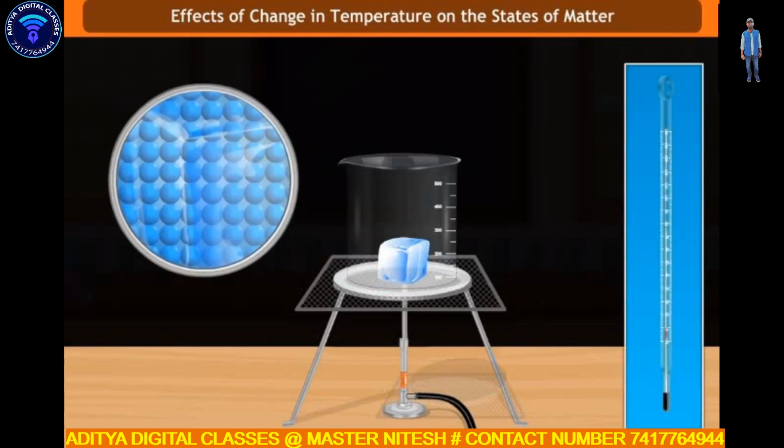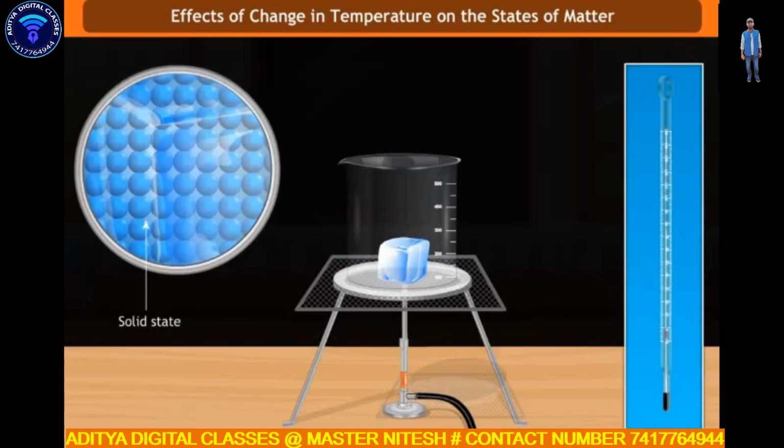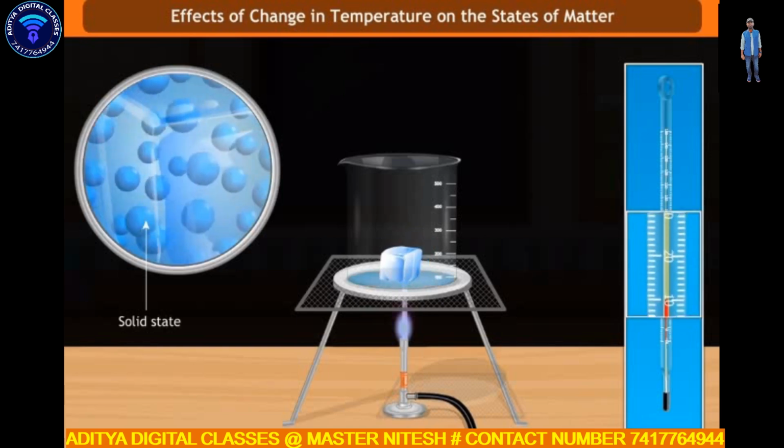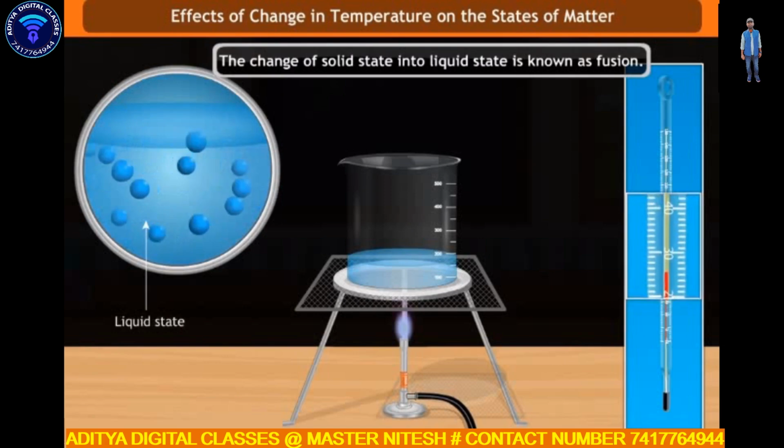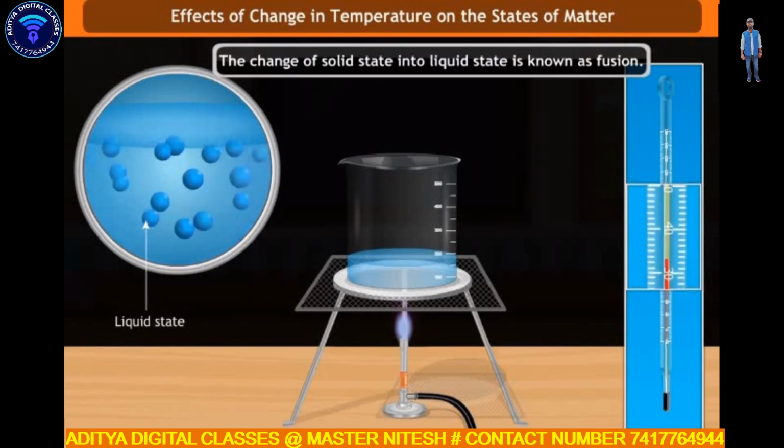This is because on heating, the particles start vibrating with greater speed. This extra energy helps the particles to overcome the interparticle force of attraction. Soon they leave their positions and start moving freely. Consequently, the substance melts. The change of solid state into liquid state is known as fusion.